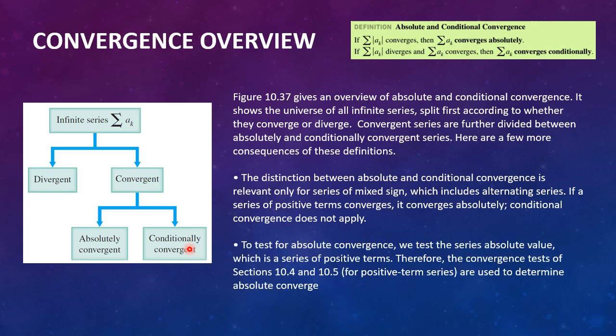To test for absolute convergence, we test the series of absolute values, as we saw up here in our definition, which is a series of positive terms. Therefore, the convergence tests of sections 10.4 and 10.5 for positive term series are used to determine absolute convergence. I'm hoping that didn't confuse things more, but that it actually helped you understand what's going on with absolute and conditional convergence.